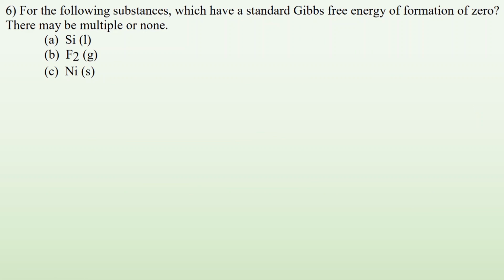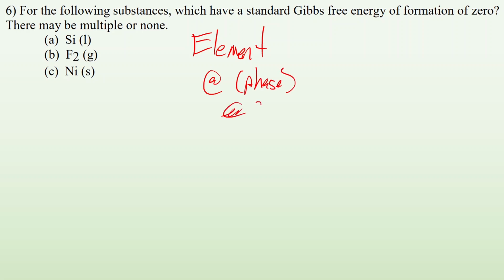Let's see, number 6, second to last one for the section. For the following substances which have a standard Gibbs free energy of formation of 0, there may be multiple or none. So again, you're looking for an element at whatever phase it's supposed to be in at STP. So let's see, Si liquid. No, silicon should be a solid at STP, so not this one. Fluorine is a diatomic molecule, so it's definitely F2, and it's definitely a gas at standard temperature. So this one looks good. What about nickel? Nickel, is it a solid at standard temperature? It sure is. So we got B and C both being correct answers.